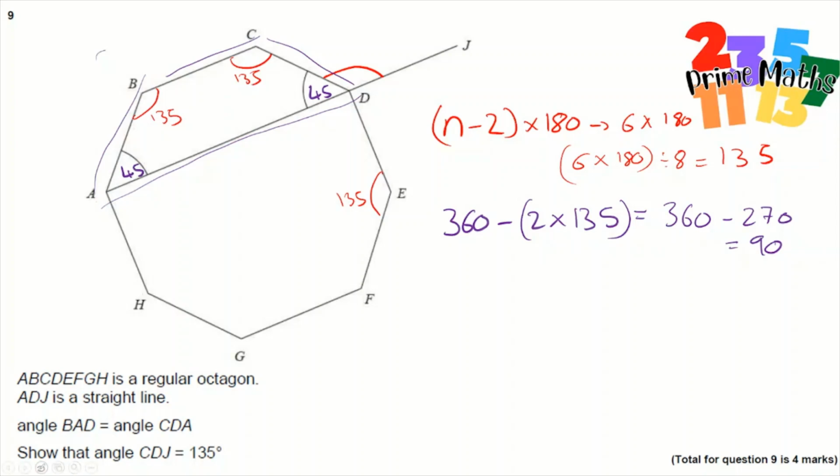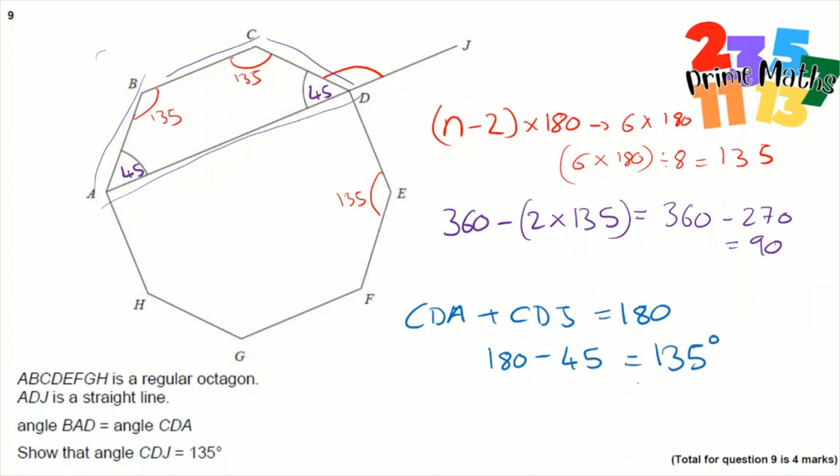I also from there should be able to see that the angle from C to D to A plus the angle from C to D to J has to be 180. So doing 180, take away 45, gives me the answer I'm after of 135 degrees, and that is proven. There were lots of different ways to do this question, some involving exterior angles, but this is the way I would have approached it.